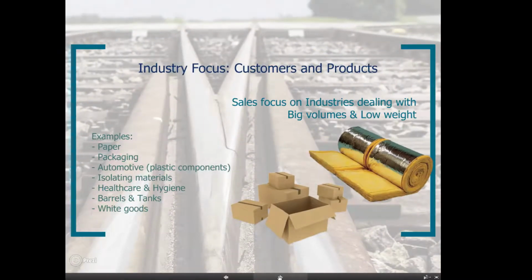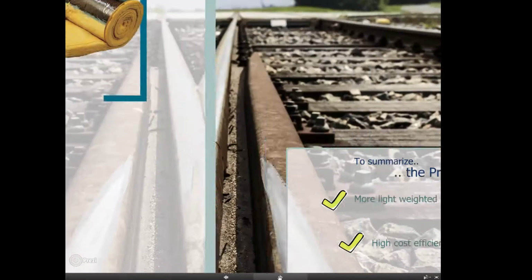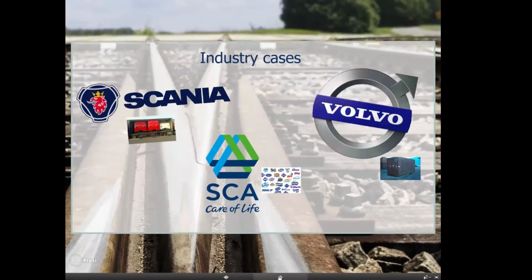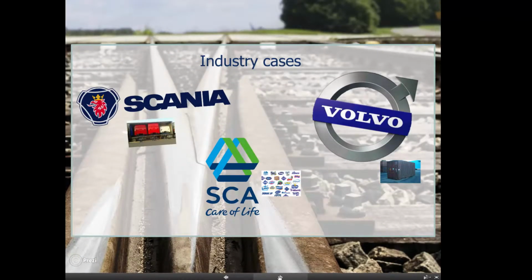What about industry focus? Well, looking at customers and products, our sales focus is based on industries dealing with big volumes and low weight. Examples of these industries are paper, packaging, automotive, isolating materials, healthcare and hygiene, barrels, tanks, and white goods. In summary, there's more volume in a mega trailer, it is highly cost efficient, and it is a sustainable solution. Just so you have an idea about the companies we are currently doing mega trailer business with, we will go through some industry cases.